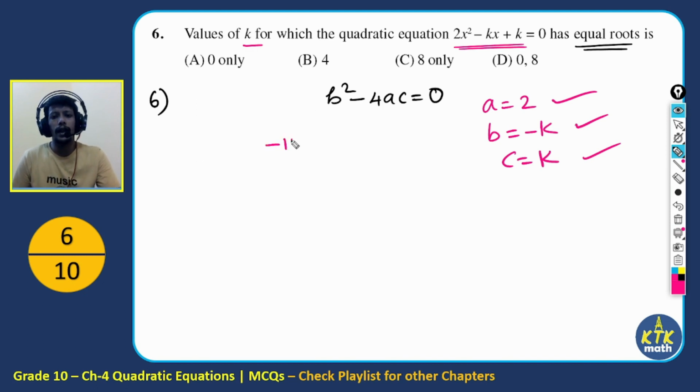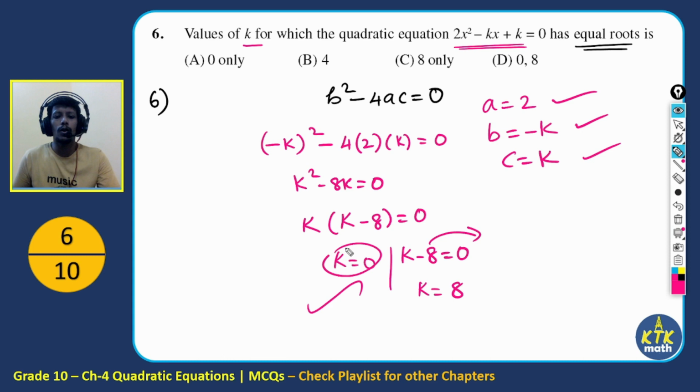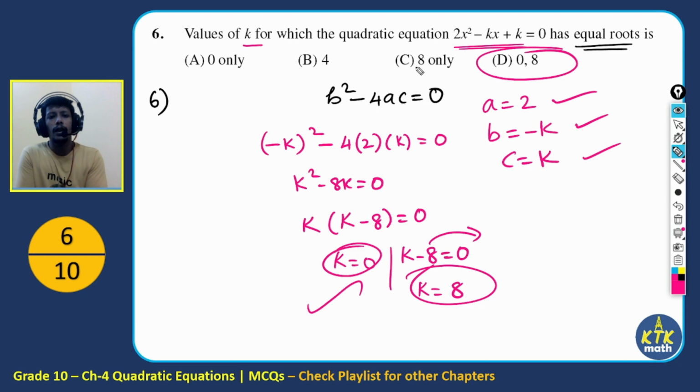So b square, negative k square, minus 4 times a value 2, c value k, equals 0. So k square minus 8k equals 0. When you take k out, the remaining will be k minus 8 equals 0, which means k equal to 0 and k minus 8 equal to 0, so k equal to 8. So 0 and 8 are the answers, which is option D. You see, they gave all the options clearly: 0 only, 8 only, or 0 comma 8.